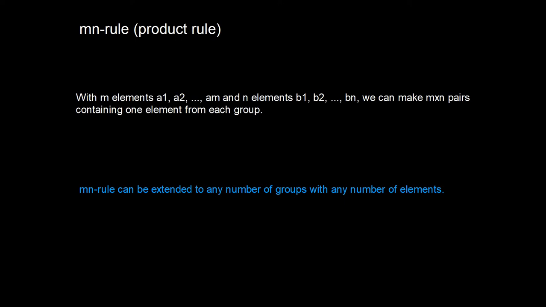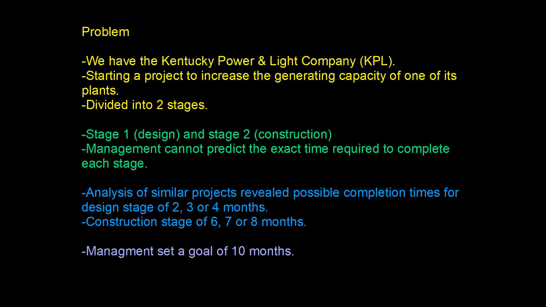The MN rule can be extended to any number of groups with any number of elements. So the classic example is the dice example. If we have two dice, then we have 6 times 6. If we have 3 dice, then the same thing. If we have 2 coins, 2 outcomes per coin, those number of outcomes, so nothing new here. The thing that is new is this problem.